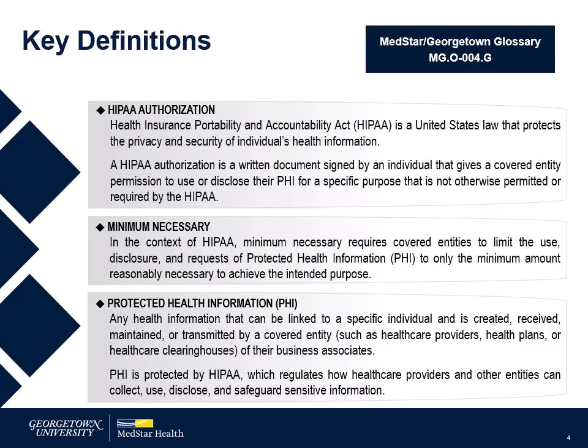Throughout this presentation, key terms that will be used include HIPAA, which is the Health Insurance Portability and Accountability Act that protects the privacy and security of individuals' health information. The minimum necessary standard requires covered entities to evaluate their practices and enhance safeguards as needed to limit unnecessary or inappropriate access to and disclosure of protected health information. And protected health information, also known as PHI, is any health information linked to a specific individual and is created, received, maintained, or transmitted by a covered entity, and PHI is protected by HIPAA.